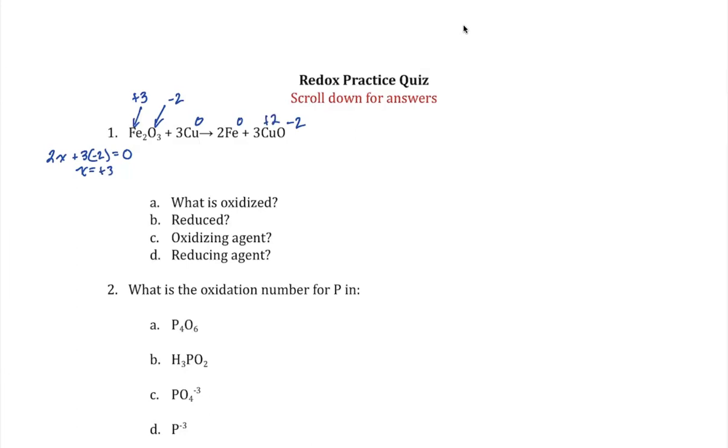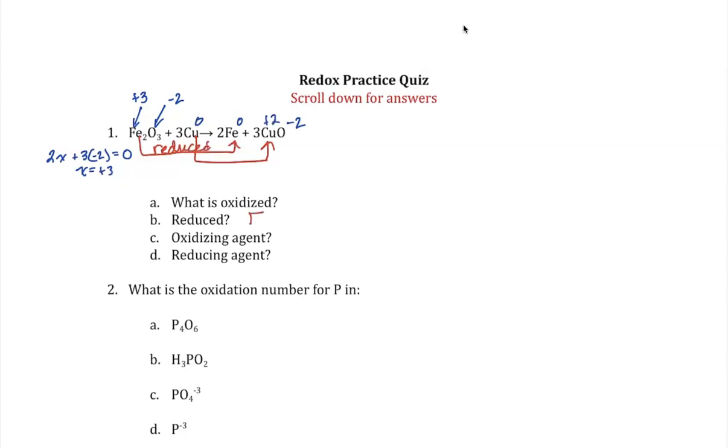To answer the questions, I'm going to look at what changed charge over the course of the reaction. The iron changed charge, the copper changed charge. Quite literally, the one that goes down in charge is the one that's reduced. So Fe went from +3 to 0. Literally, that's what reduce means, to get smaller. So we can say that's reduced.